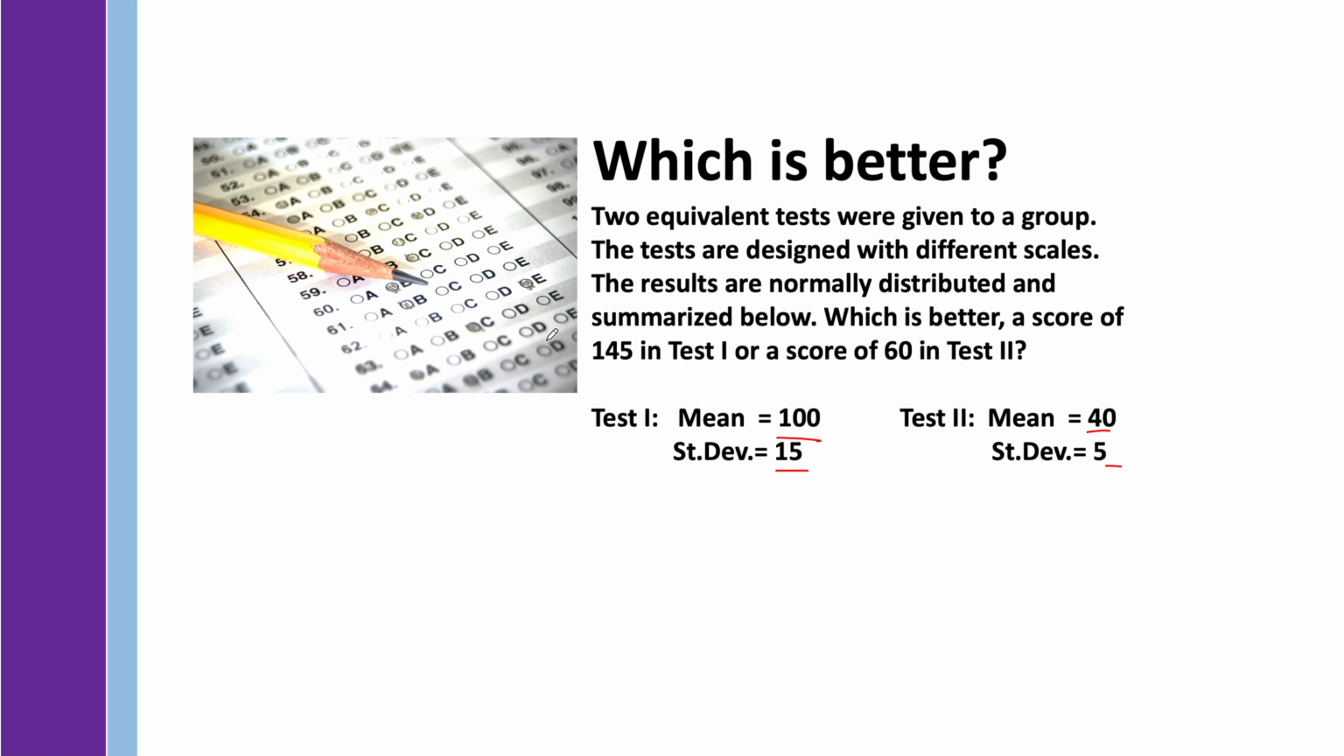To determine which is better, a score of 145 in test 1 or a score of 60 in test 2, we just have to know the position of those scores in the normal distribution. Given the mean and standard deviation of test 1 and test 2, we just have to standardize or get the z-score of 145 given this mean and standard deviation, as well as the z-score of 60 given this mean and standard deviation. Calculating these, we have a z-score of 3 in test 1 and a z-score of 4 in test 2. From this, we can see that a z-score of 4 is way better as compared to a z-score of 3. Thus, we can say that a score of 60 in test 2, or a z-score of 4, is better as compared to a score of 145, or a z-score of 3.